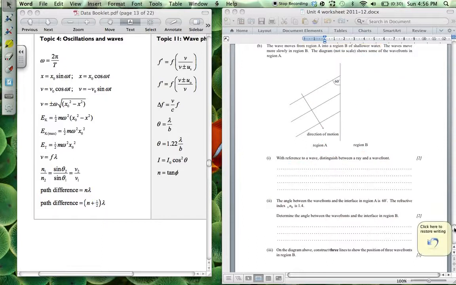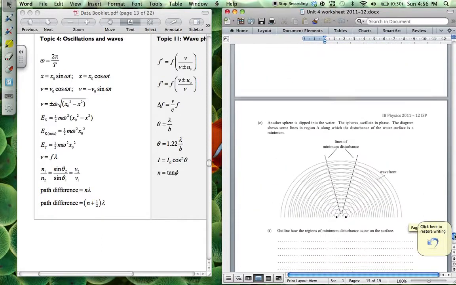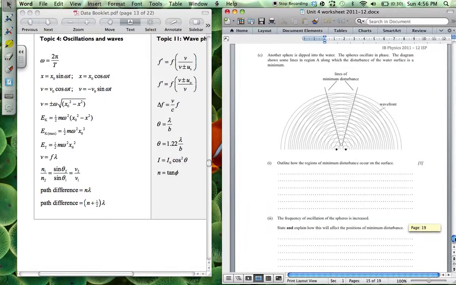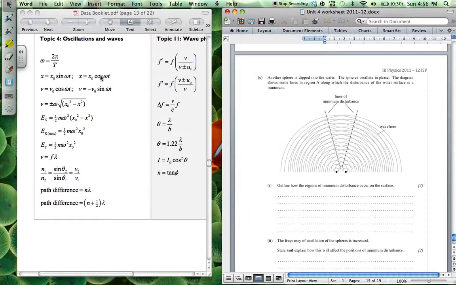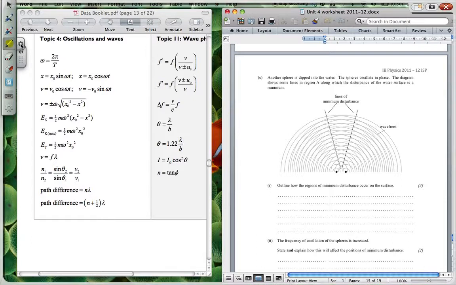And then going further on, we've got the last part of this question. It says, another sphere is dipped into the water. The spheres oscillate in phase, so they are moving with the same frequency. The diagram shows some lines in region A along which the disturbance of the water surface is minimum. So we're getting destructive interference at those points.